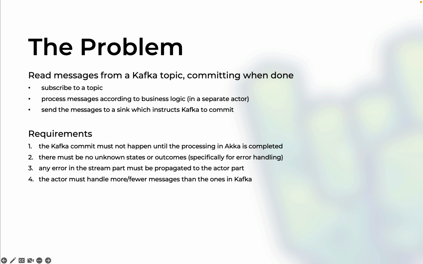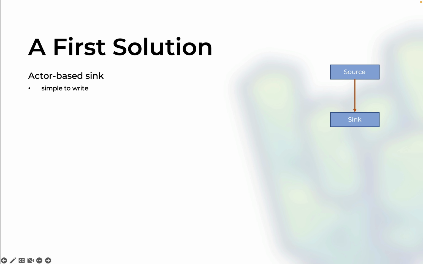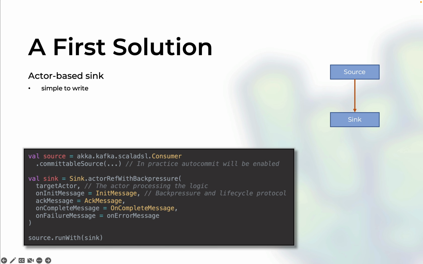Now, an immediate solution for this sort of scenario is a simple source to sink plugged. So we have an actor-based sink that is very easy to write and that has custom logic for handling incoming Kafka messages. And the code would look something along these lines, where you have a source that simply reads messages as a Kafka consumer, and then a sink, which is a Sink.actorRefWithBackpressure, because you also need to handle backpressure in Akka Streams, which pushes all the messages to a target actor, and it has an internal protocol on how to handle backpressures and acknowledgements.